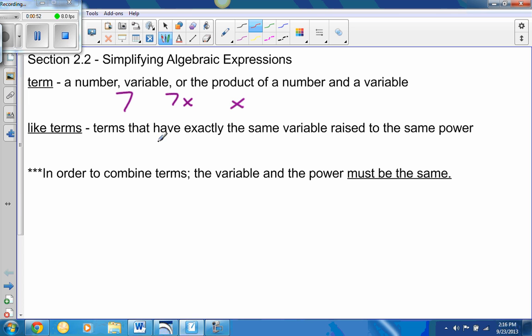Like terms are terms that have exactly the same variable raised to the same power. So if I had 7x and 4x, those would be alike. And if I put a plus in between them, I could add them and get 11x. If one of them was squared, I could not combine them. They would just stay like that because I can't simplify it any more than that. So in order to combine terms, the variable and the power must be the same. Otherwise, you can't combine them.